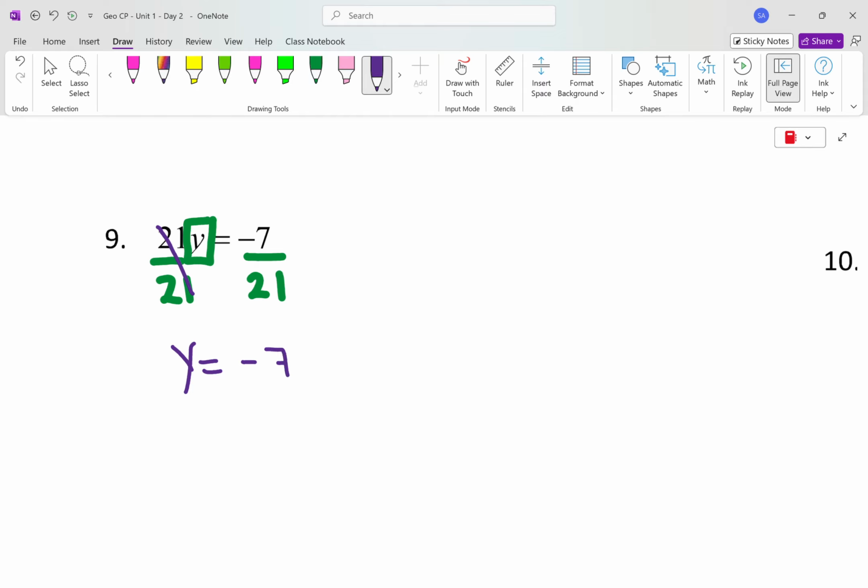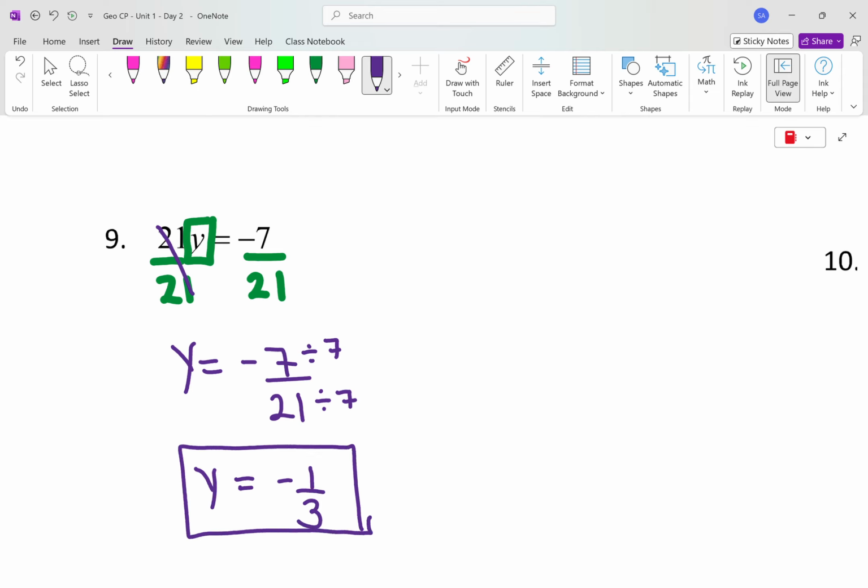No. So right now, this is a fraction, -7 over 21. We have to just simplify this fraction. So we're going to reduce top and bottom by 7. And your answer becomes -1 over 3. Very different. -1/3 is very different than -3.